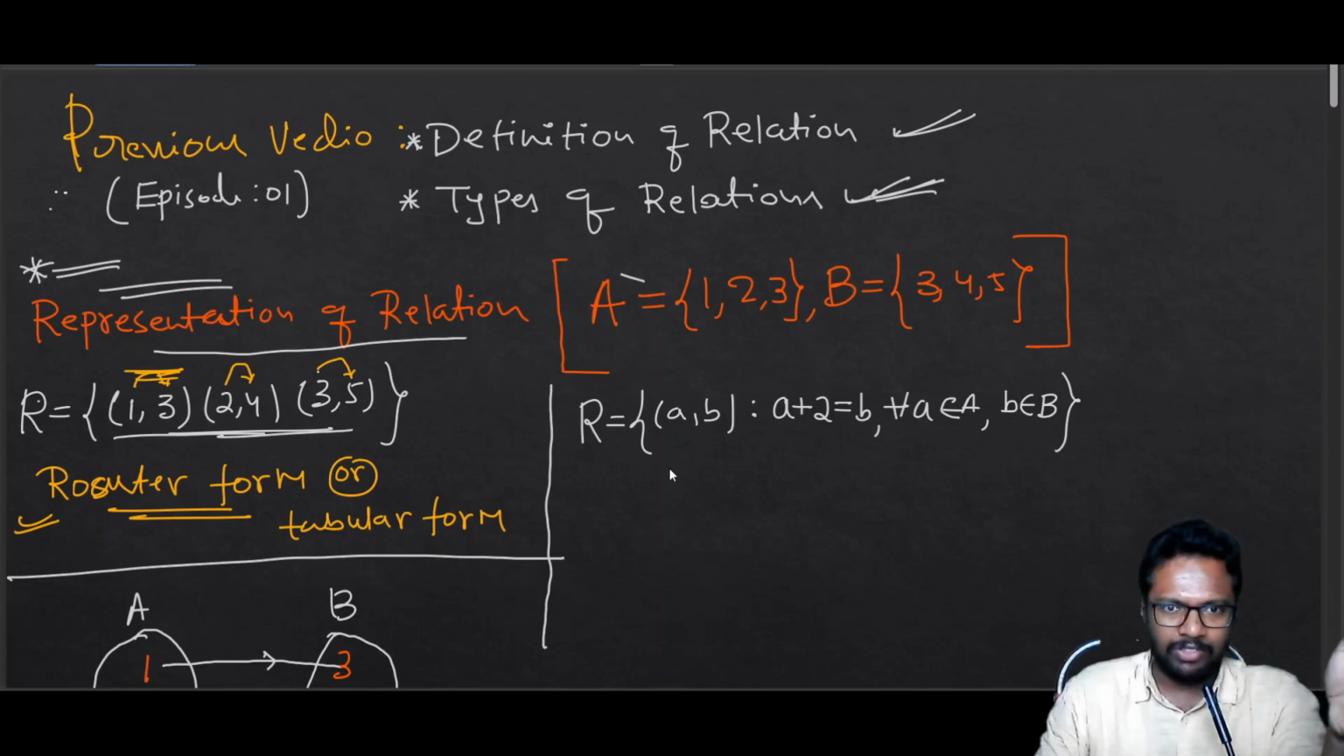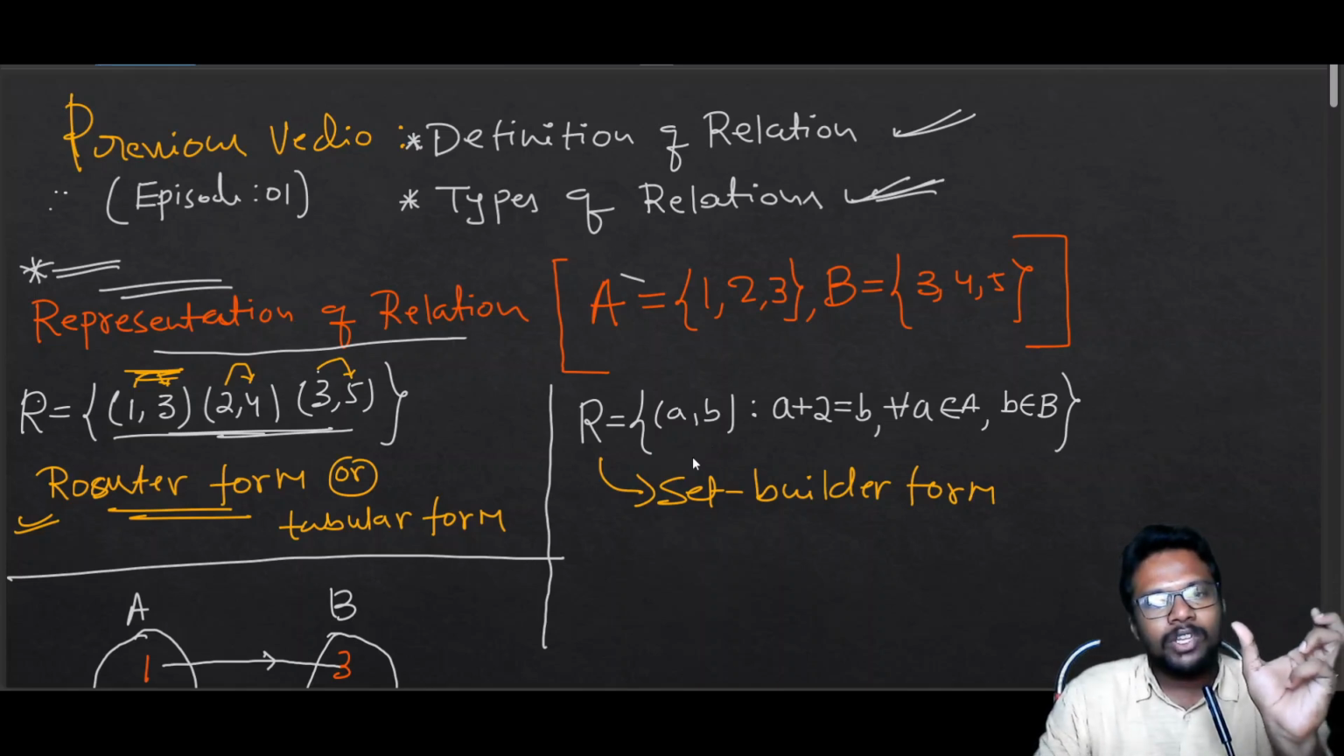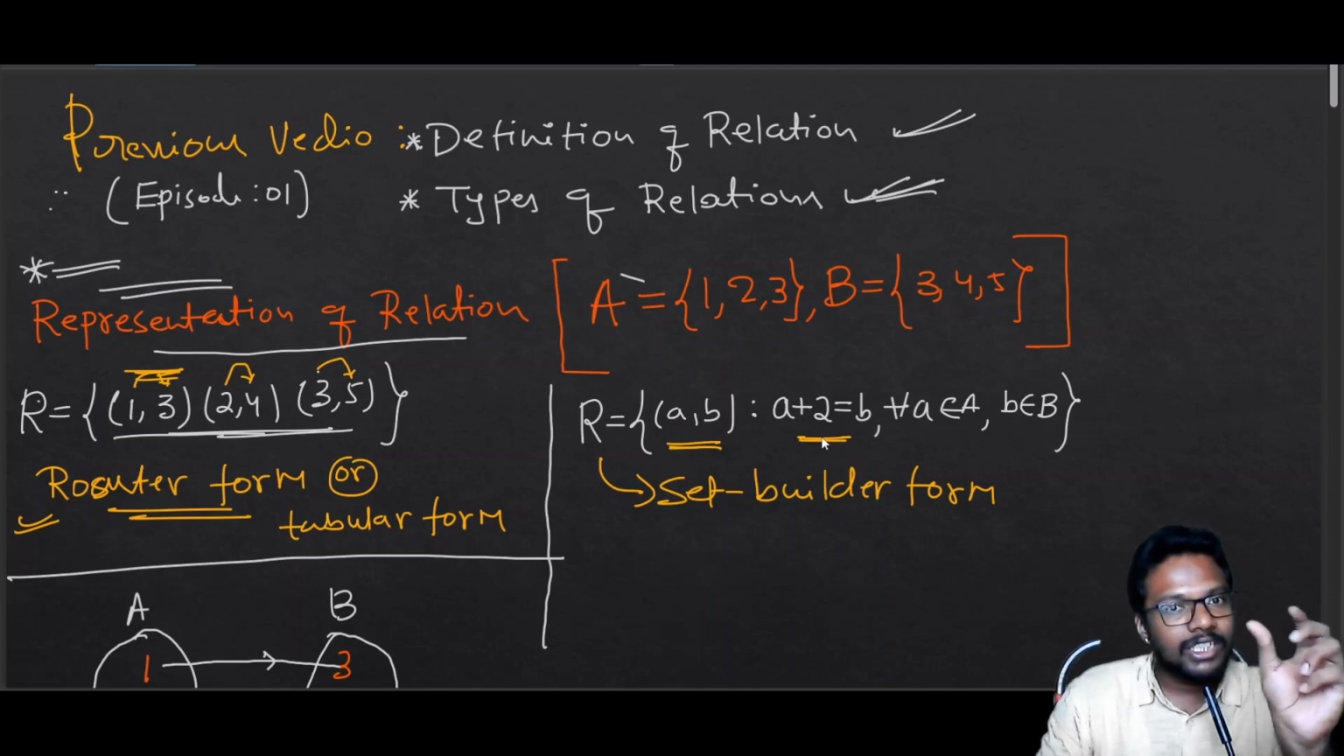The same relation we can represent in set builder form. In a set builder form, we build a set using the general way of representing an ordered pair (a, b), and we state the relationship between a and b. We do not list any elements of A or any elements of B; we just express the relationship between a and b. Here the relationship is a plus 2 equals b.